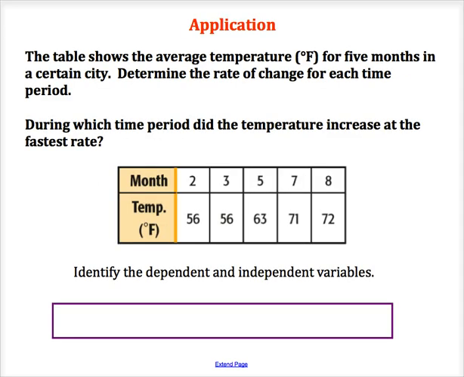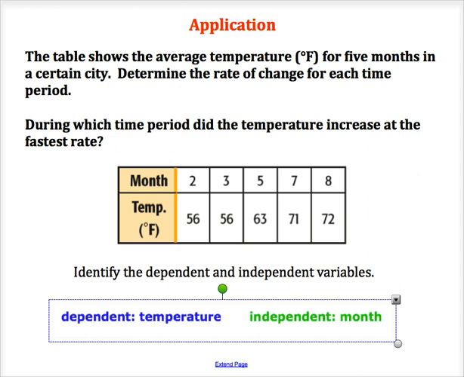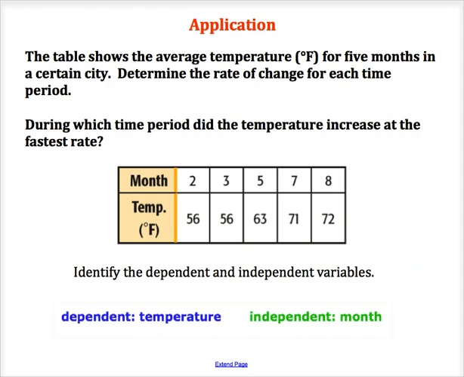So if you look at how we use this information, the table below shows you months, 2, 3, 5, 7, 8, and different temperatures. Again, time is always going to be independent. So if we're identifying the dependent and independent variables, it's easy with this one. The independent is the month and the dependent is the temperature. So we would graph these along the x and we would graph these values on the y.